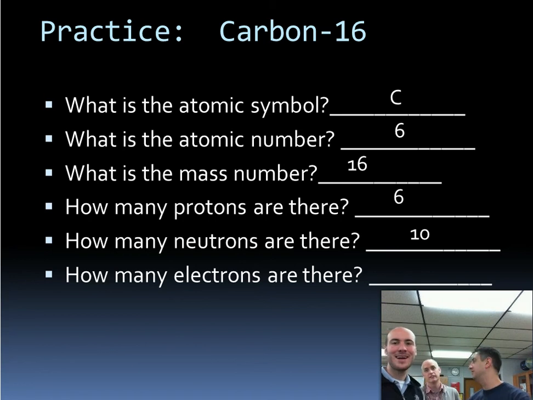I think we got it. It's 10. You're right. And since it's neutral, then the electrons, let me guess, are going to be 6 also, because we don't change the amount of electrons in an isotope, right?